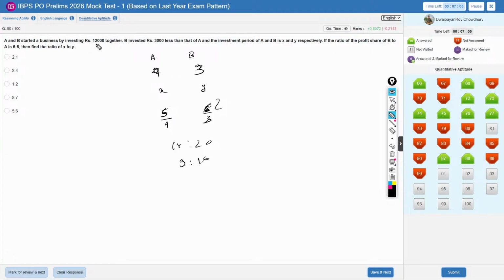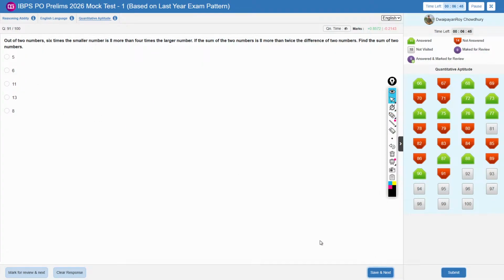Okay, together this 3,000 less. What am I doing? So 9, so 4.5 and 7.5. So 5 ratio 3, and their profits are as this. So 2, 1, 1 ratio 2.